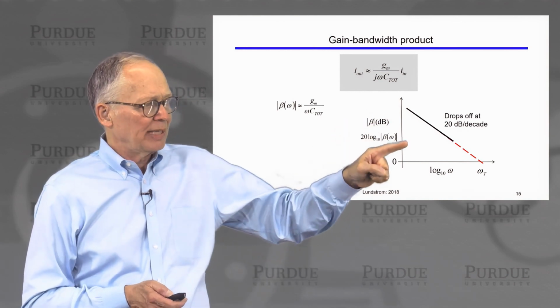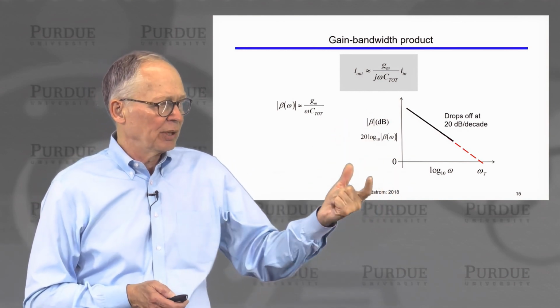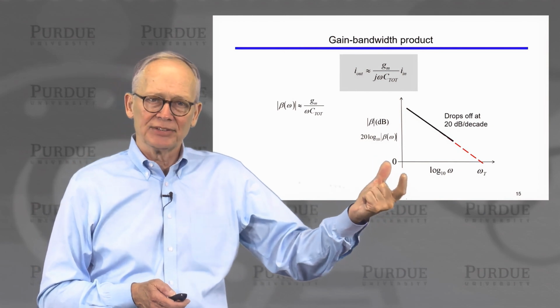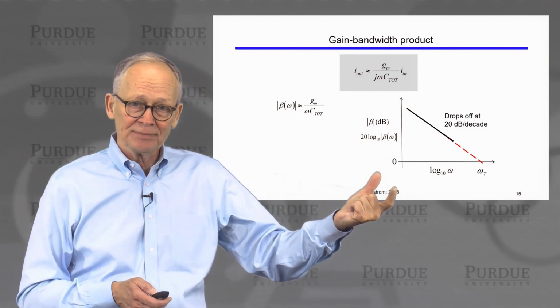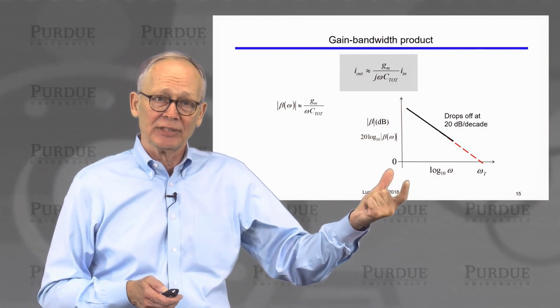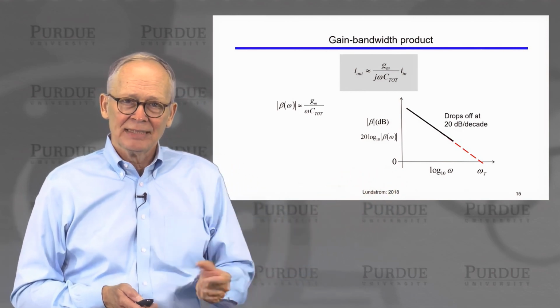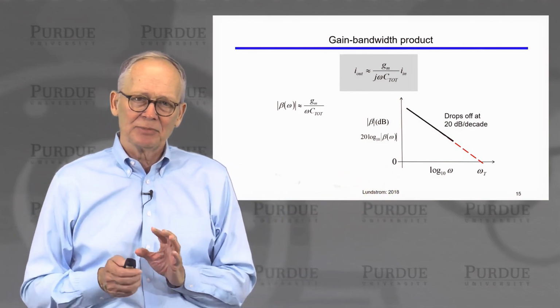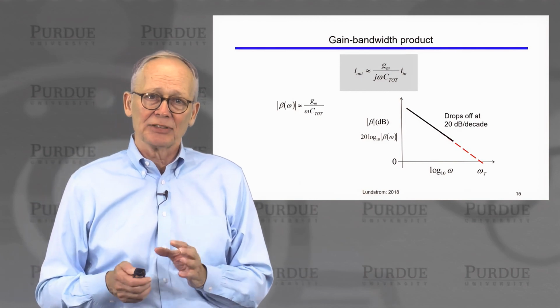If we extrapolate that to high frequencies to the point where the gain in decibels is 0, which means the gain is 1, then beyond that frequency, we don't have any useful amplification. So that is the maximum frequency possible that we could operate a circuit at.